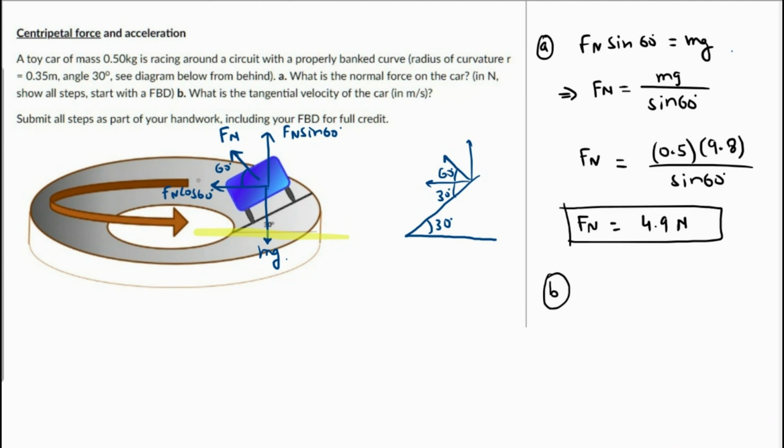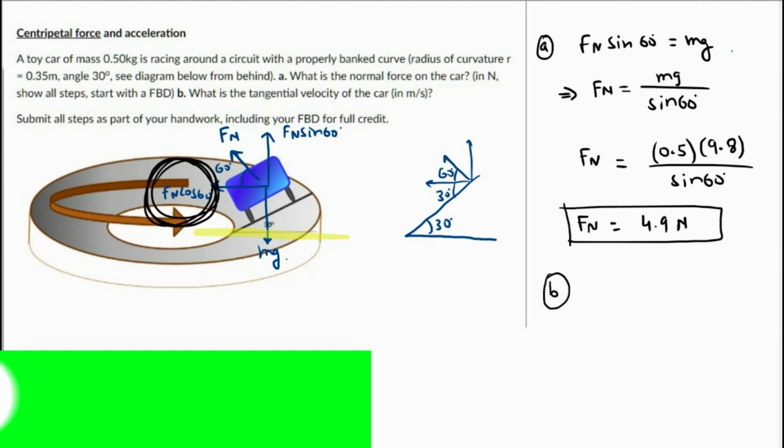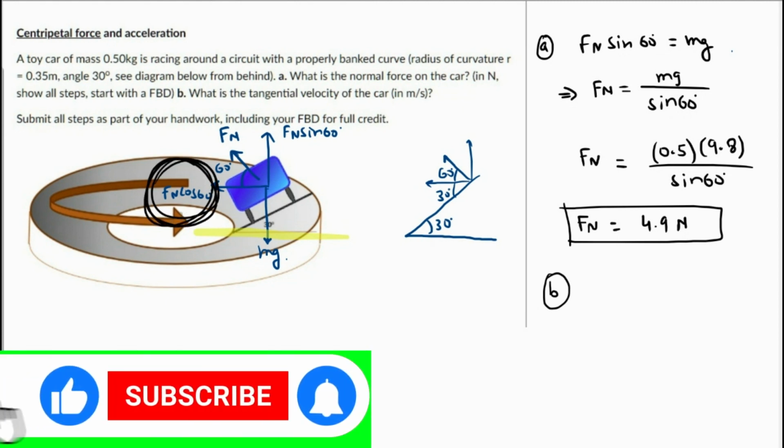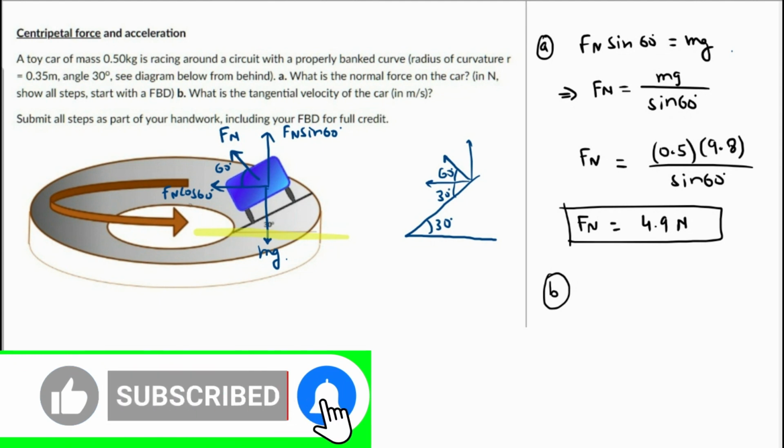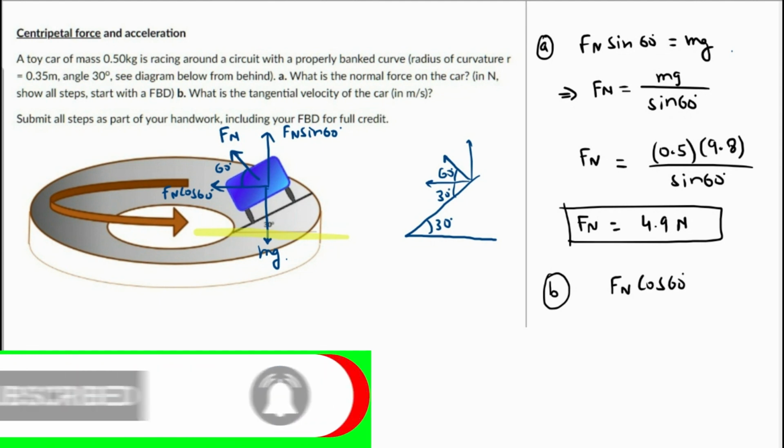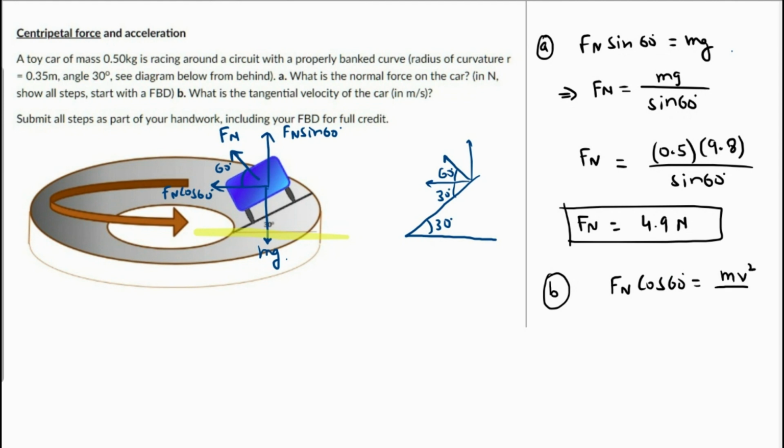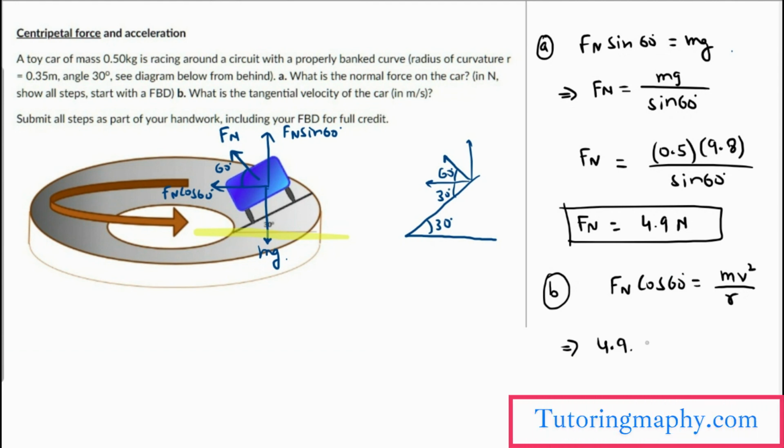And in part B, we need the tangential velocity. So remember, the force which I highlighted is providing the necessary centripetal force, right? So Fn cos of 60 degrees will be equal to mv square over r. Fn we already found is 4.9. Cos 60 we know is 1 over 2, or we can use the calculator as well. M is 0.5. V is something which we have to find, and the radius of curvature is given as 0.35.